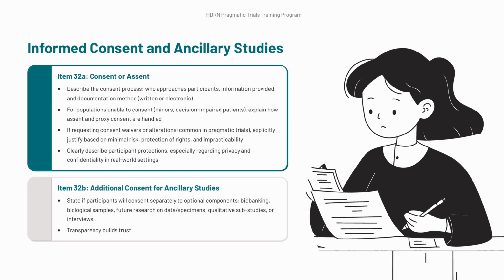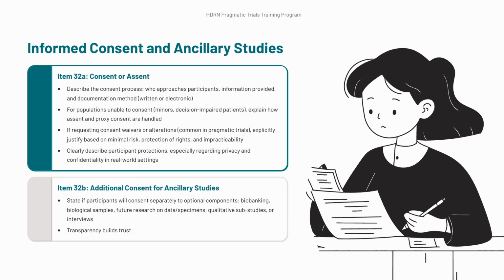Item 32A covers consent or assent. The protocol should clearly describe the consent process, who will approach participants, what information will be provided, and how consent will be documented. If some participants cannot provide informed consent, such as minors or decision-impaired patients, specify how assent will be obtained and how proxy or substitute decision-maker consent will be handled.